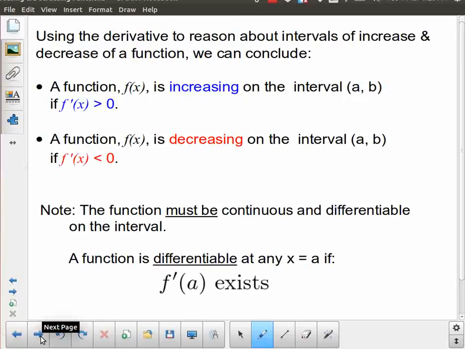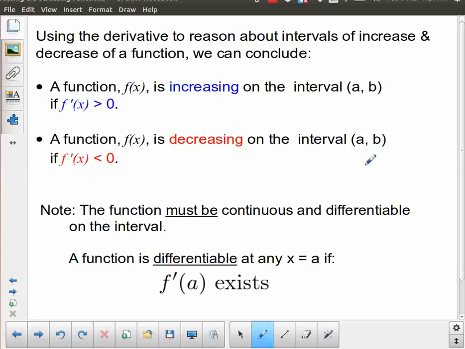So using a derivative, we can come up with some meaningful statements about intervals of increase and decrease, and we can come up with those things algebraically. The way we do it is for any function f of x, we take the derivative, f prime of x, and if that derivative is positive, then we have identified an interval of increase between a and b. If that derivative is negative, we've identified an interval of decrease.